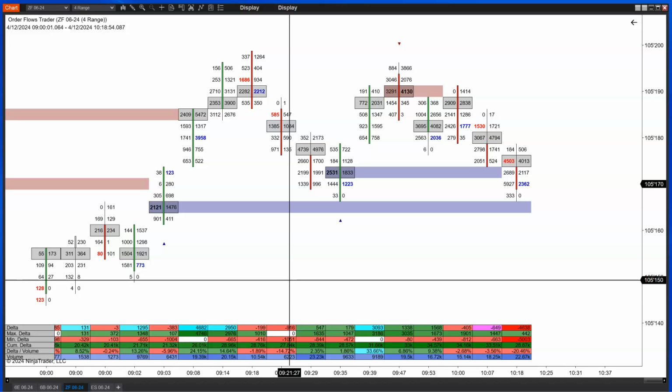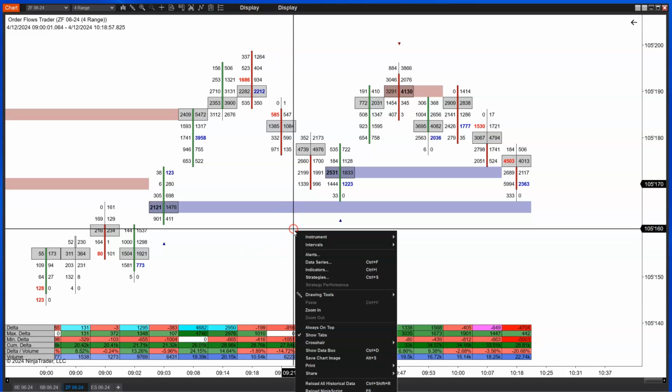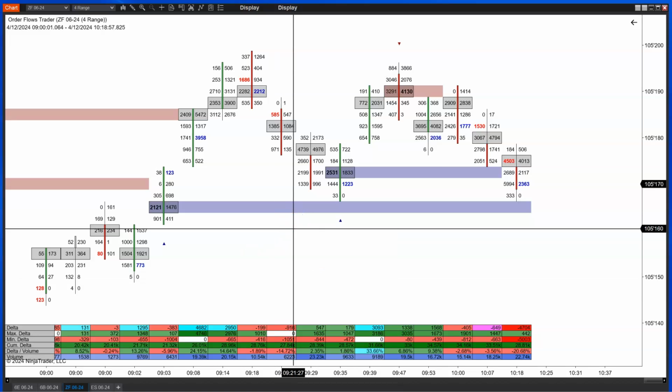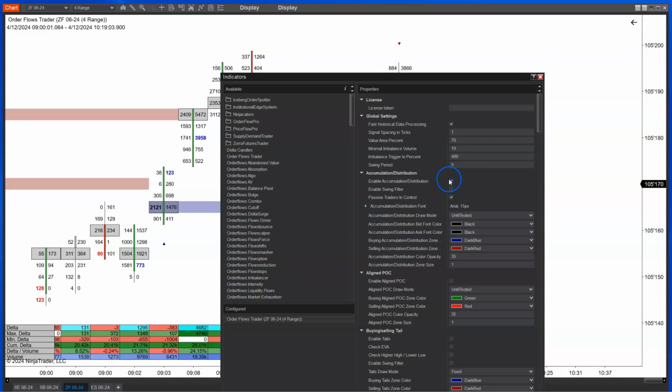So anyway, guys, I'll end the video on that note. And again, this is a tool that comes with the Orderflows Trader 7 software. It's called Accumulation Distribution, and it's more powerful when you add passive traders in control.